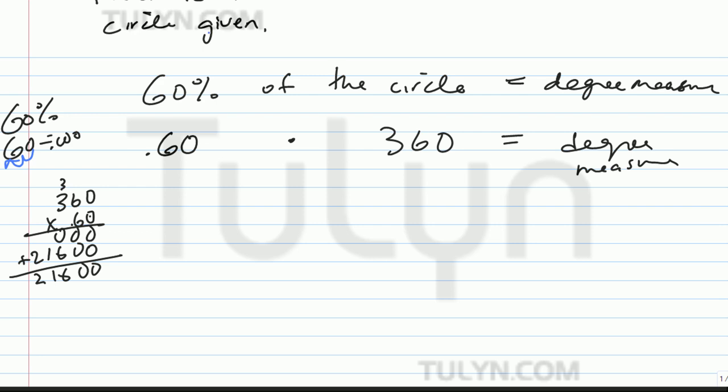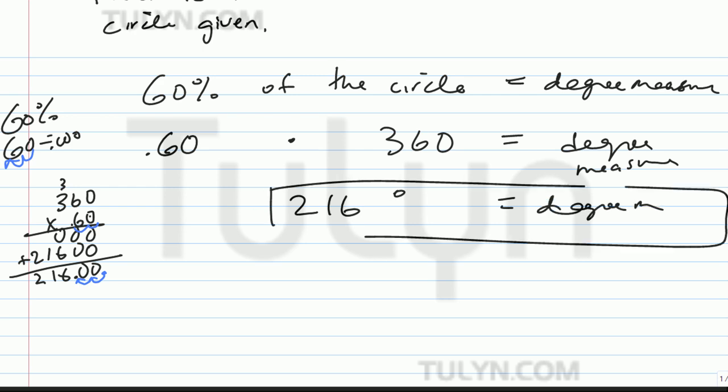So go ahead and count the number of decimal places in your notebook. 1, 2. So in the back it should be 1, 2. So then it'll be 216 is your degree measure. Or 216 degrees is your degree measure.